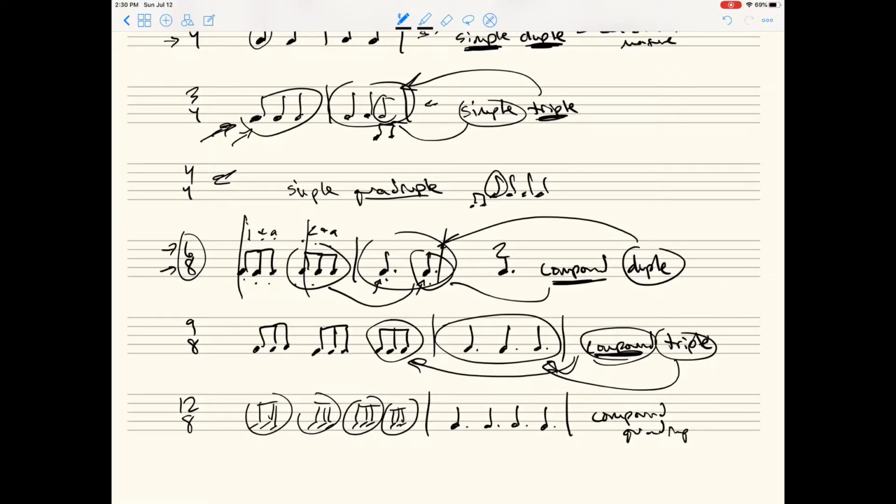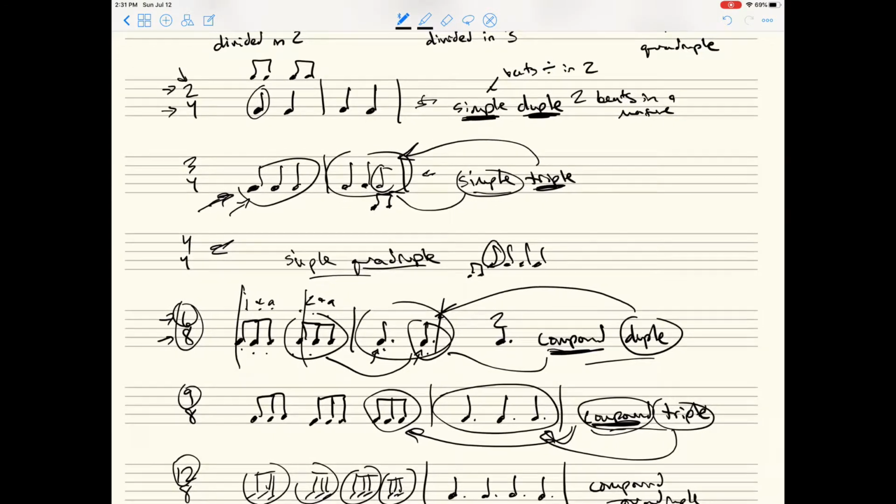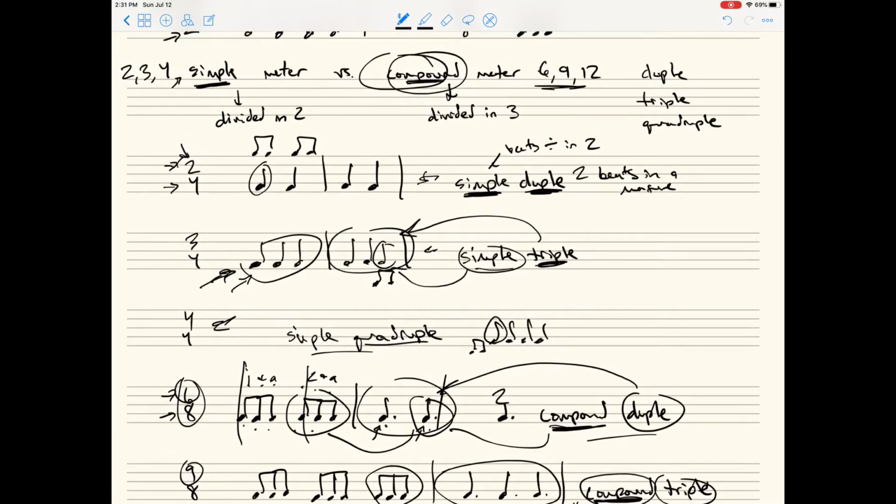Again, I know I already said this, but it's not that important to remember. We've learned 6 terms here. Simple duple, simple triple, simple quadruple, compound duple, compound triple, compound quadruple. It's not super necessary to memorize that, but it's important to understand the concept, the difference between simple and compound. And to remember that when you have a 6, a 9, or a 12 in the numerator, I guess we'll call it, the top number, we are in compound meter, meaning that our basic beat is in divisions of 3. And when we have 2, 3, and 4, they're in divisions of 2.